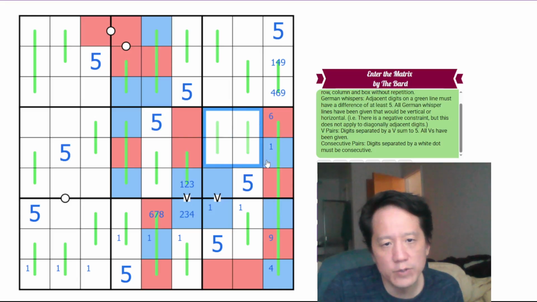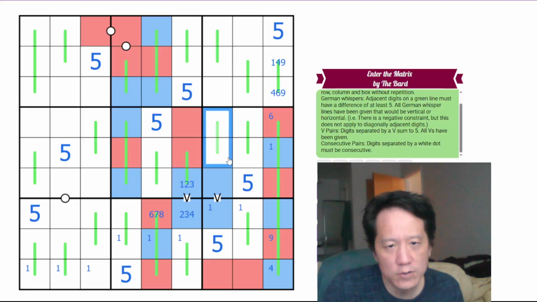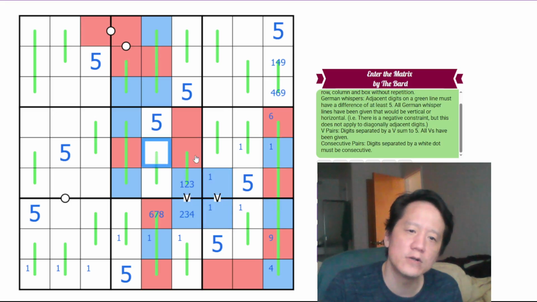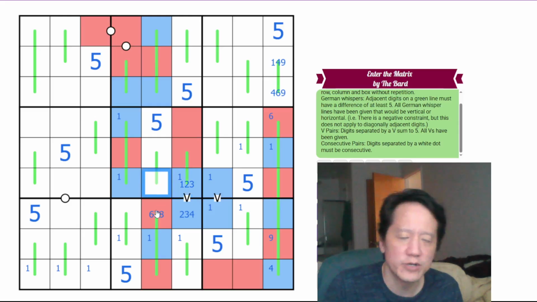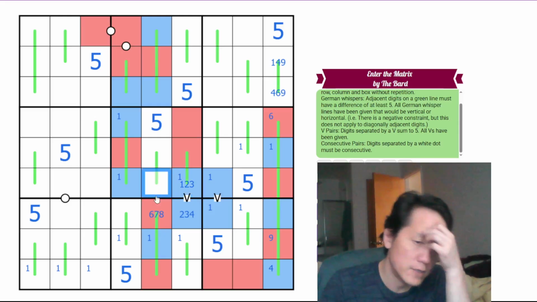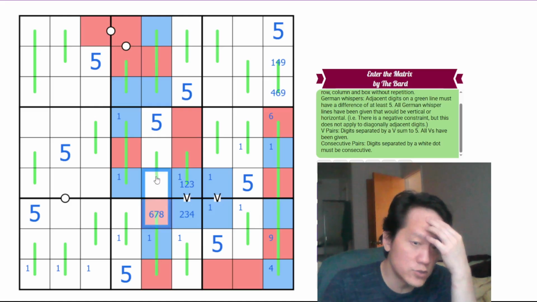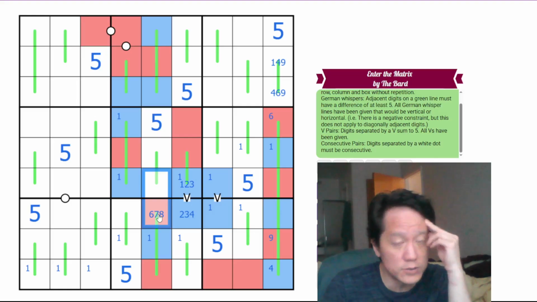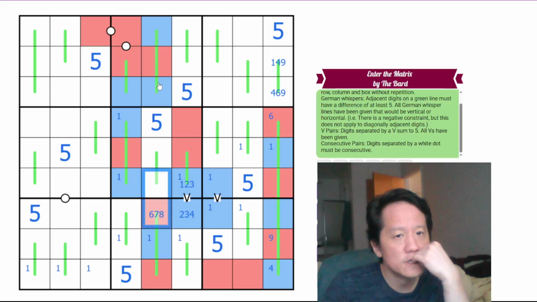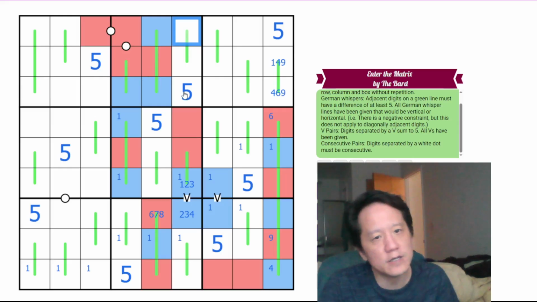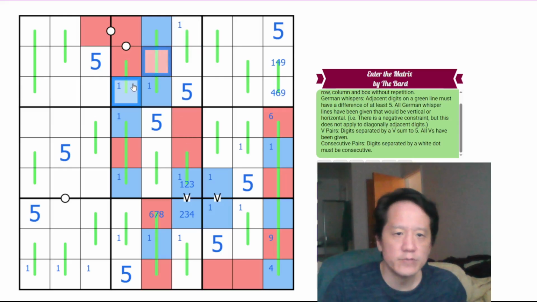Where can 1 be here? 1 cannot be here because there's no German whisper line between these two. 1 cannot be here either, and 1 can't be here. So 1 could be any of these three. 1 cannot be here. Same reasoning. 1 could be any of these three, but cannot be here because if that were 1, that would be next to a high digit without a German whisper line in between. This can't be 1 here. That can't be 1 here. So either of these three can be 1.